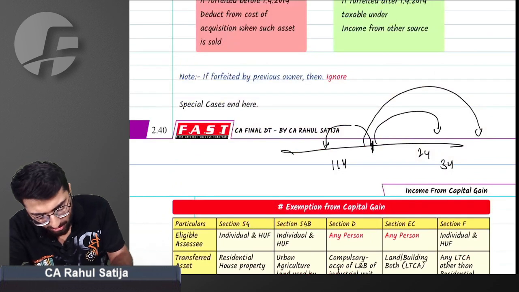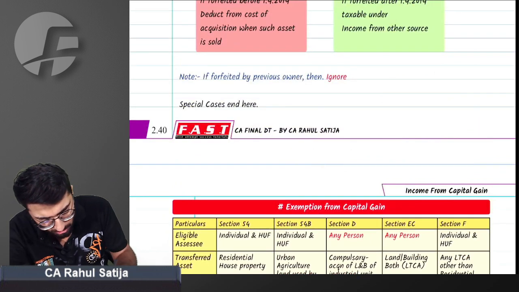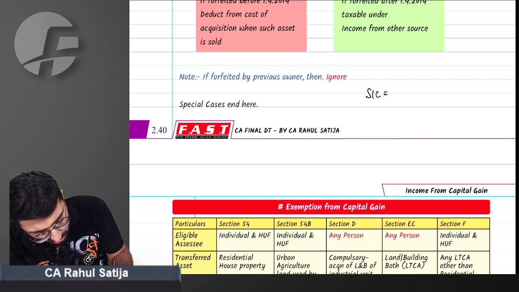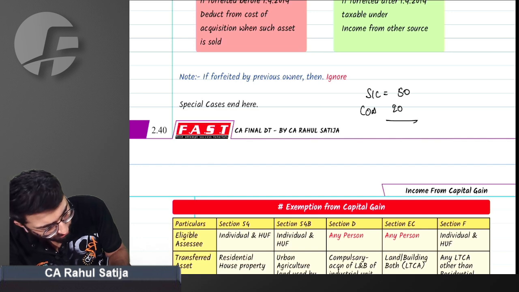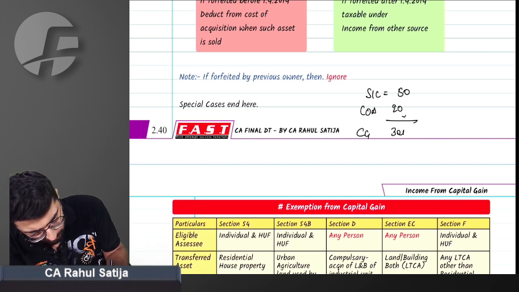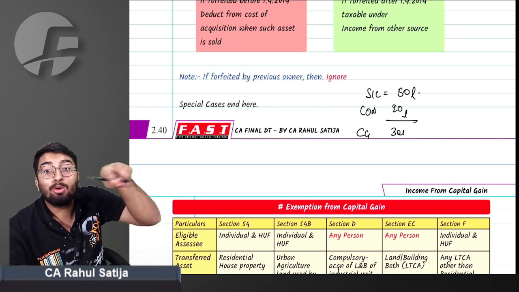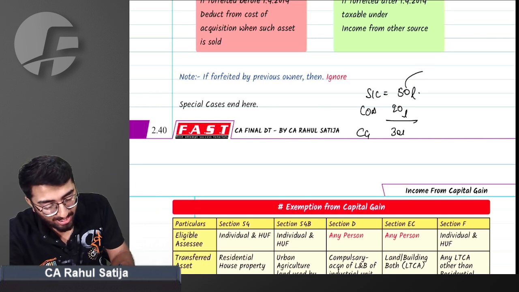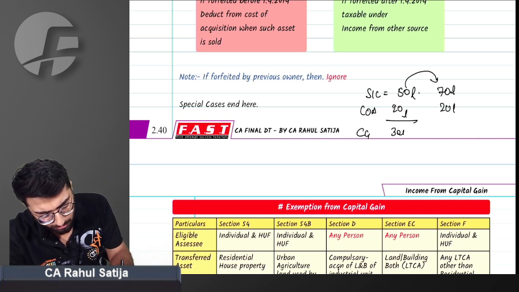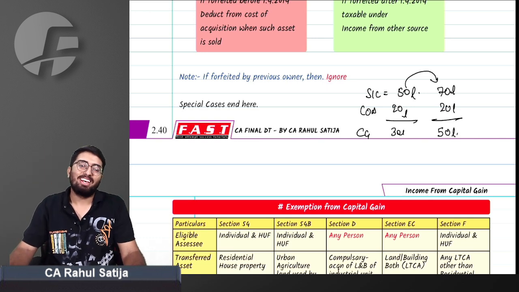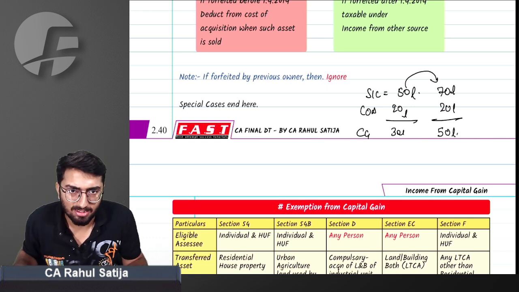Now there was a case law. What was the case law? Just listen to this. Sales consideration of the house was, for example, 50 lakh rupees. Cost of acquisition was 20 lakh rupees. Capital gain was 30 lakh rupees. This was the instance. But the AO was not satisfied with the sales consideration. He took SDV as sales consideration, and SDV was 70 lakh rupees. And he computed capital gain of 50 lakh rupees.